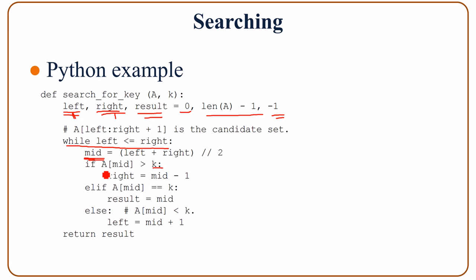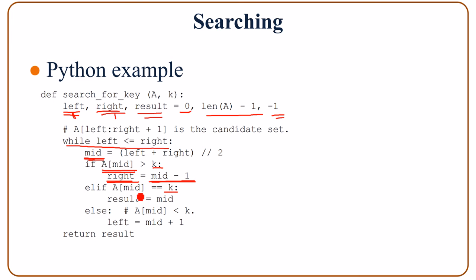If k is less than the value of the mid element, then k is in the first half of the array, and we need to adjust the index of the right element to the element before the mid element, which is mid minus 1.